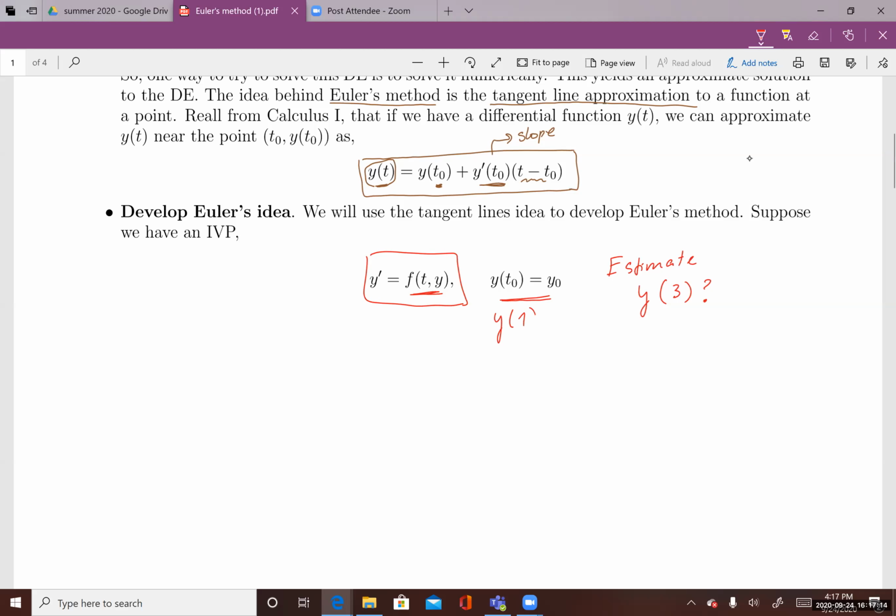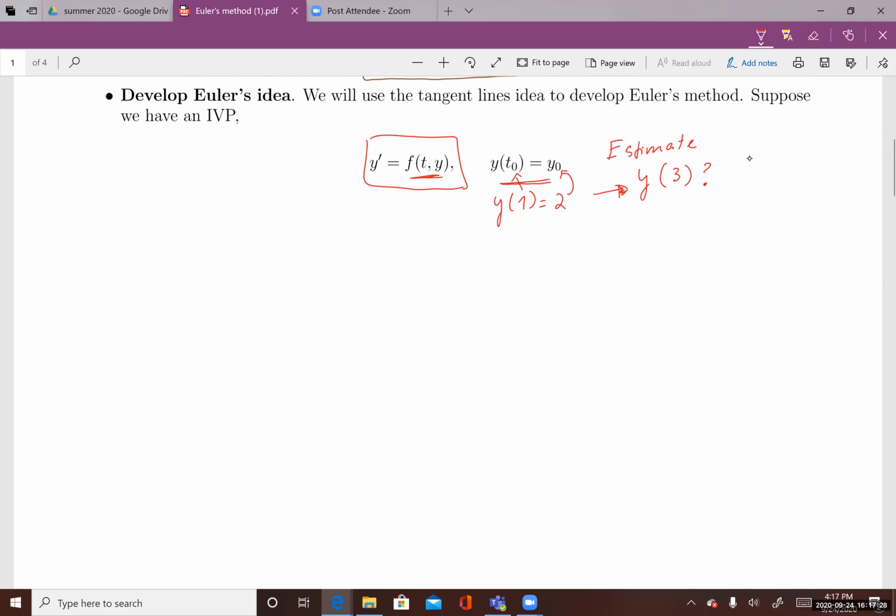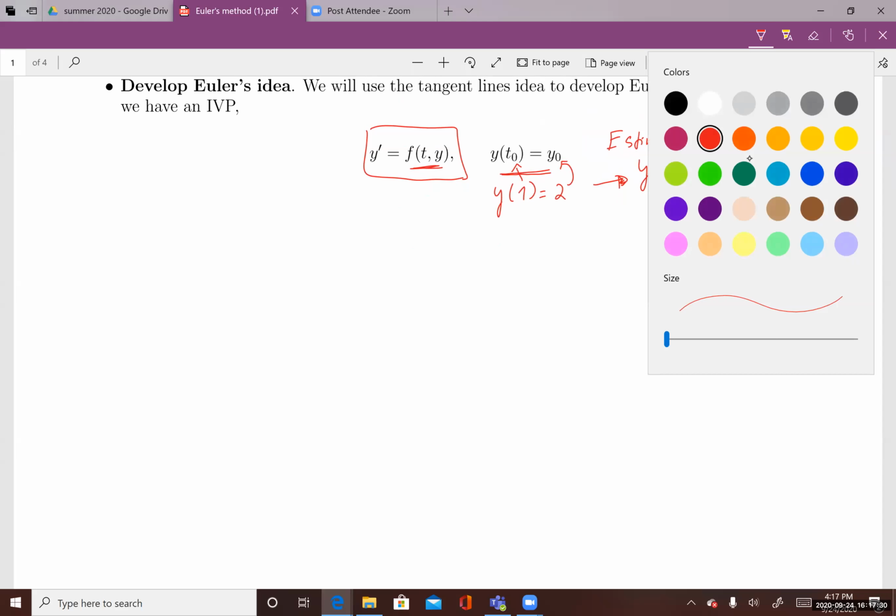y of 1 is 2. So y of 1 is 2 means 2 is the y0 and 1 is t0. Can you estimate y of 3? Again, this is a generic function. Well, let's graph it.